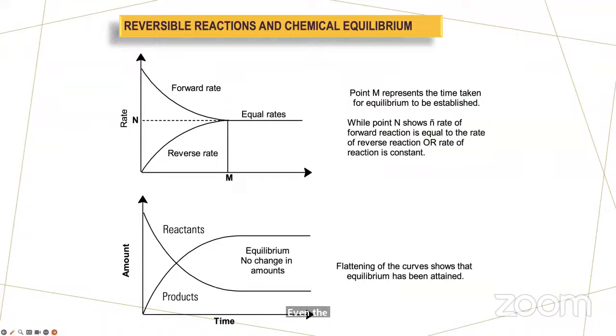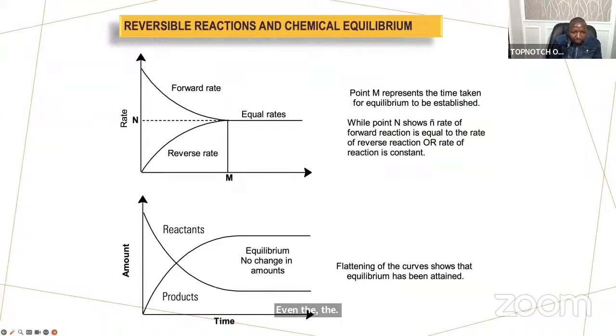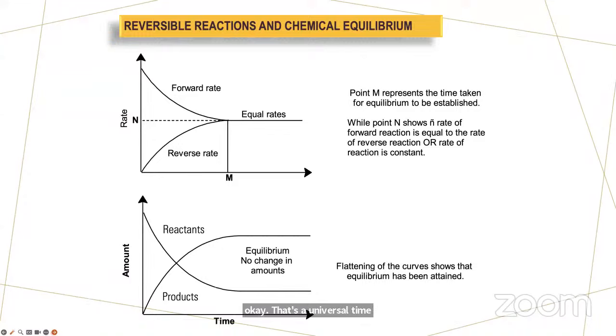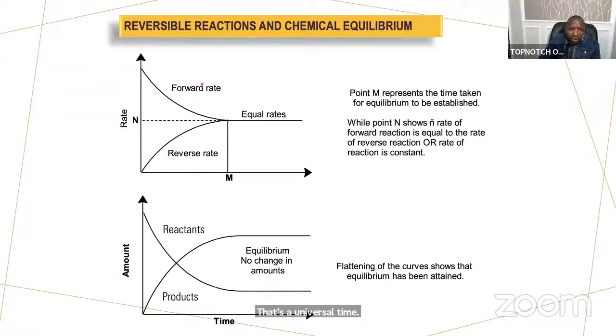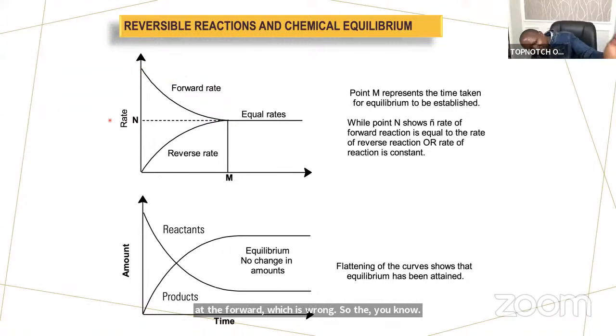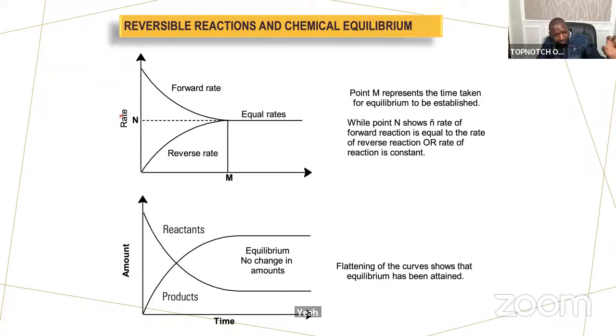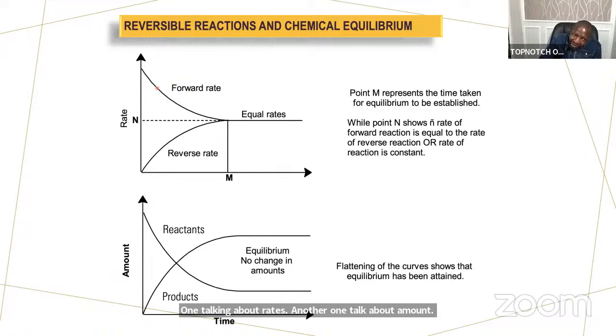Now, the other one is chemical equilibrium. Many students, when given this question and asked to identify the forward reaction, normally give this one, which is wrong. You can be given two graphs, one talking about rate, another one talking about amount. So the forward reaction is this one, not this one. The one starting from zero is what you call the reverse reaction.